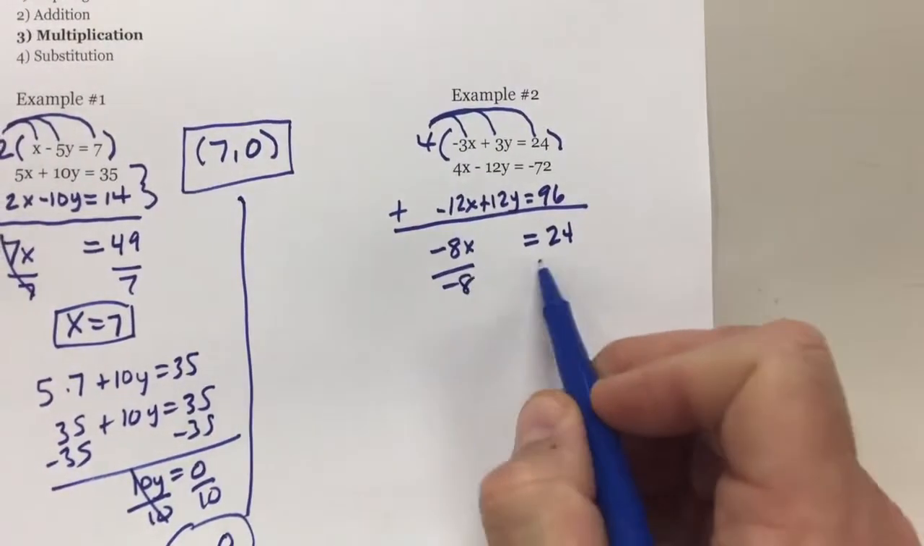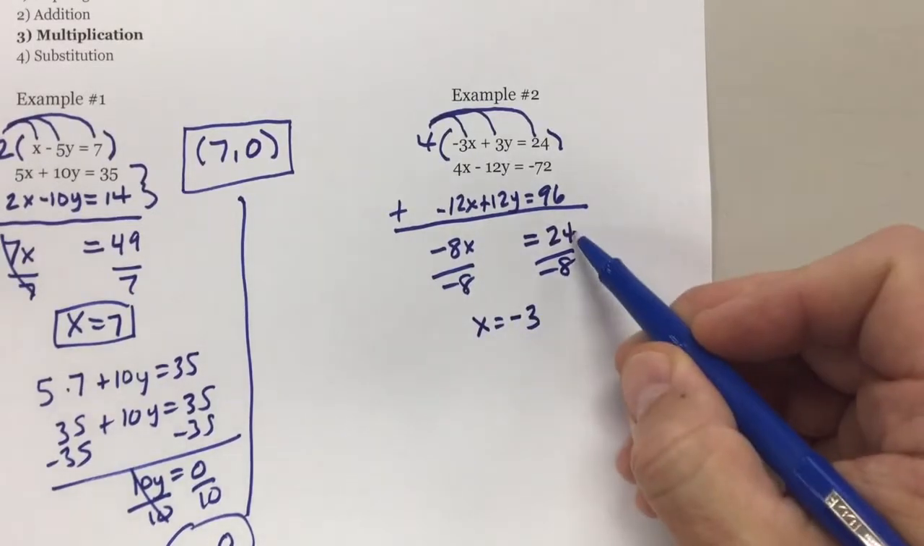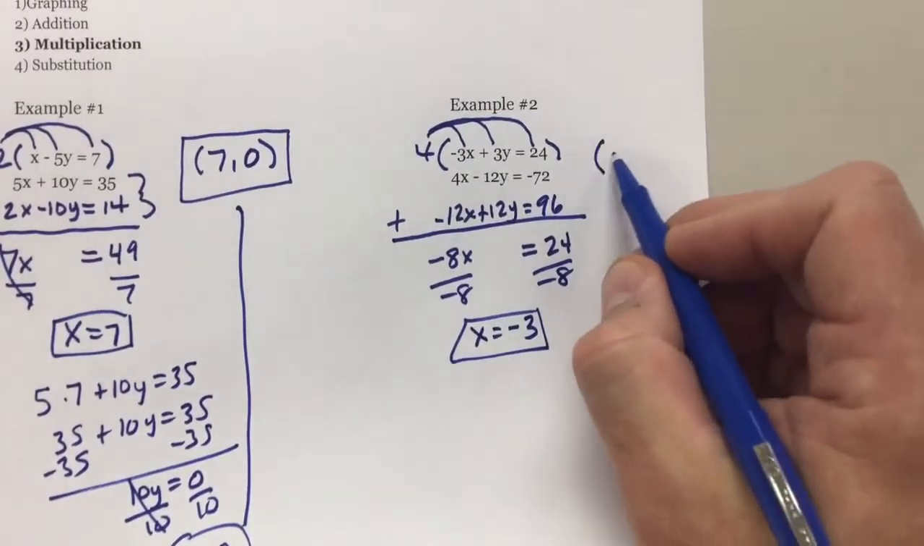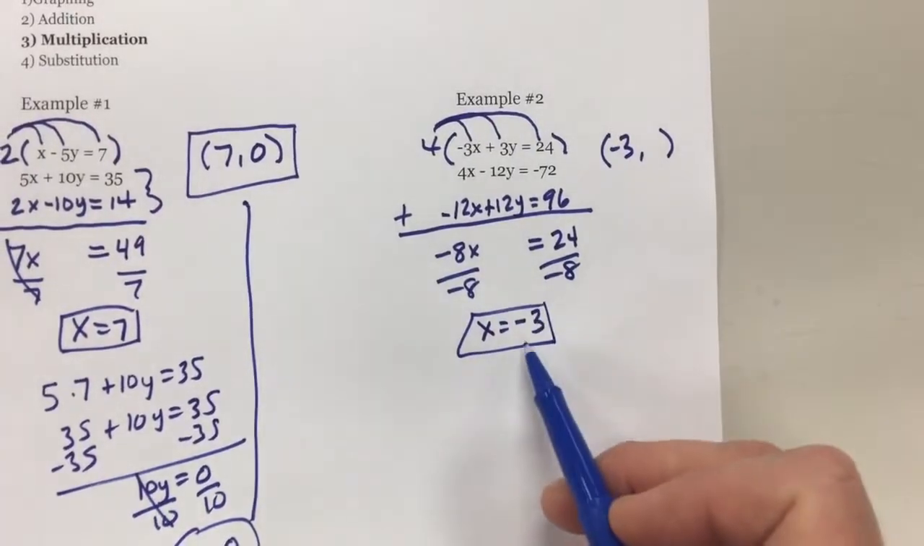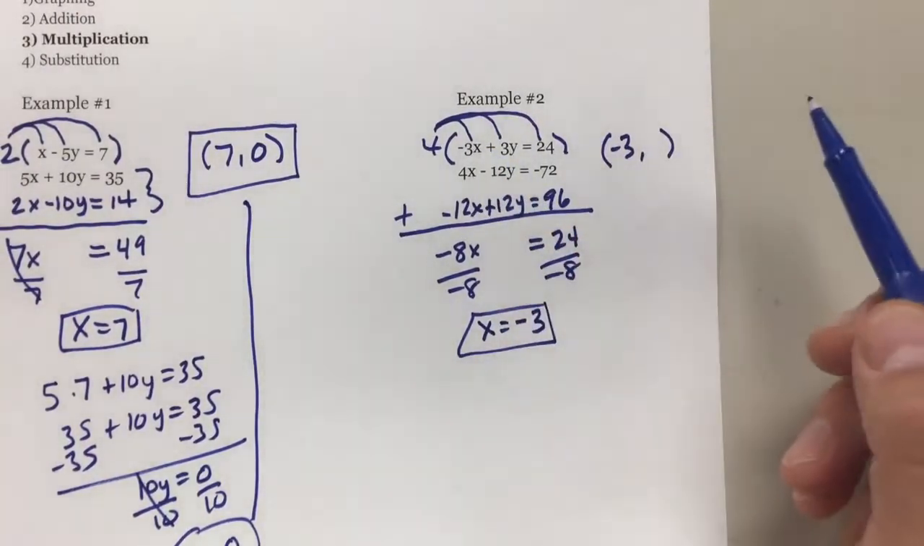Now I divide both sides by negative 8. And x would be negative 3. Remember, a positive divided by a negative is negative. So I am halfway to my answer. The x is negative 3. So now I'm going to plug this negative 3 into one of the x's in one of the equations.